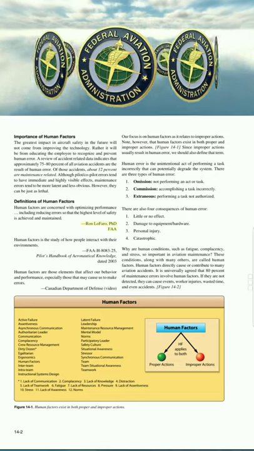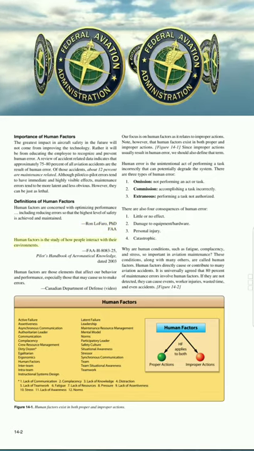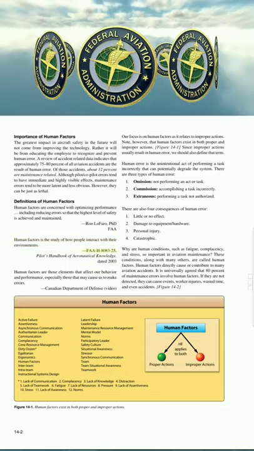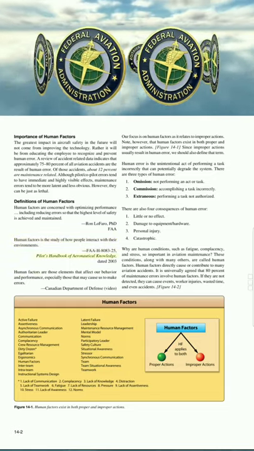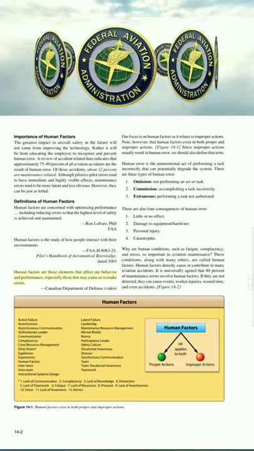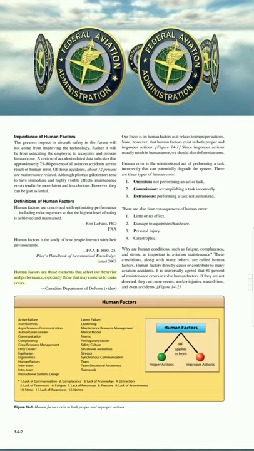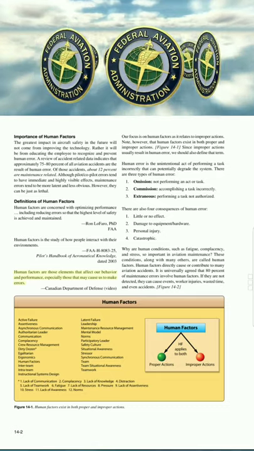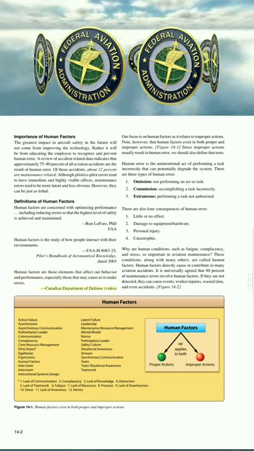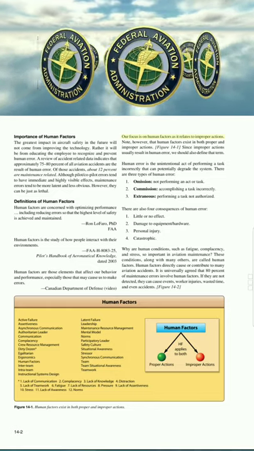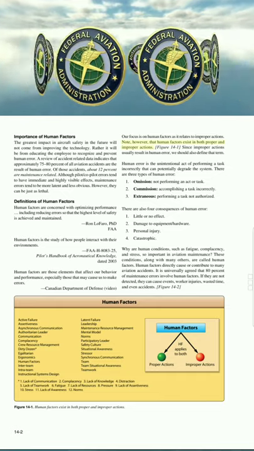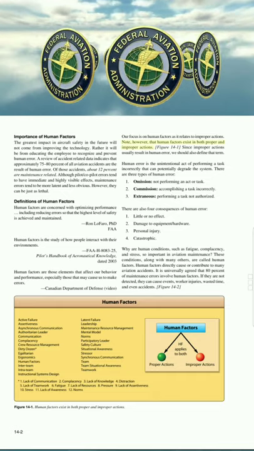Romo Faro, PhD, FAA: Human factors is the study of how people interact with their environments. FAA 8083-25, Pilot's Handbook of Aeronautical Knowledge, dated 2003: Human factors are those elements that affect our behavior and performance, especially those that may cause us to make errors. Canadian Department of Defense, video: Our focus is on human factors as it relates to improper actions. Note, however, that human factors exist in both proper and improper actions.